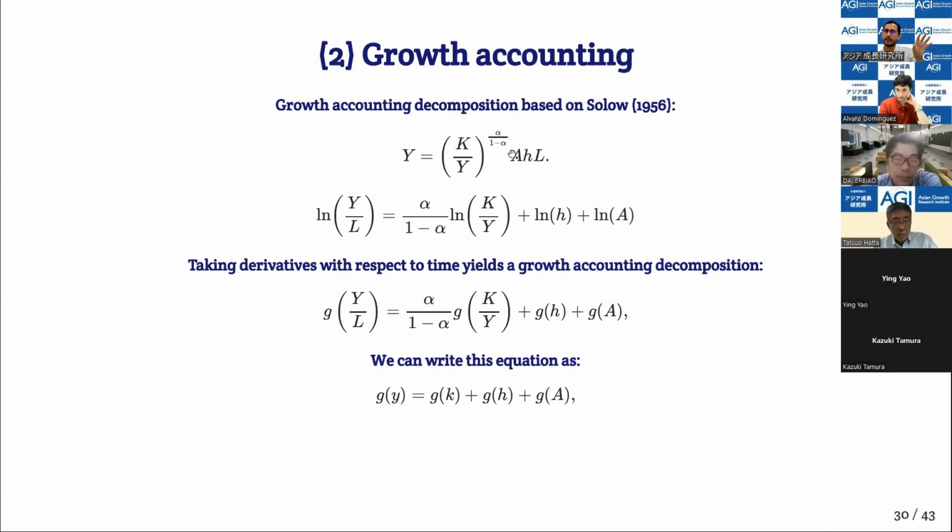And that, if we take logs, can be turned into the second equation. Now, if you have that second equation, then you can also take derivatives and show that the growth rates have to follow a similar relationship. And then this equation can be written as the last decomposition, meaning that the growth of income per capita is basically the sum of the growth of the other inputs in the growth equation.